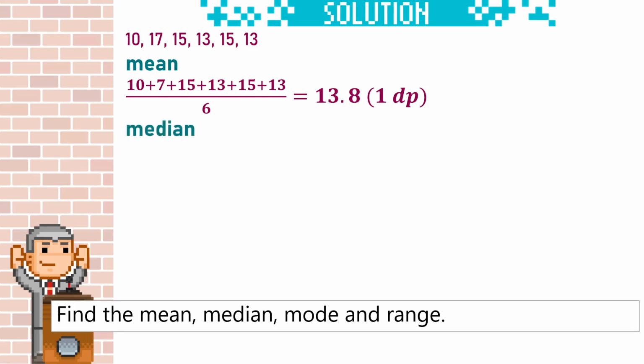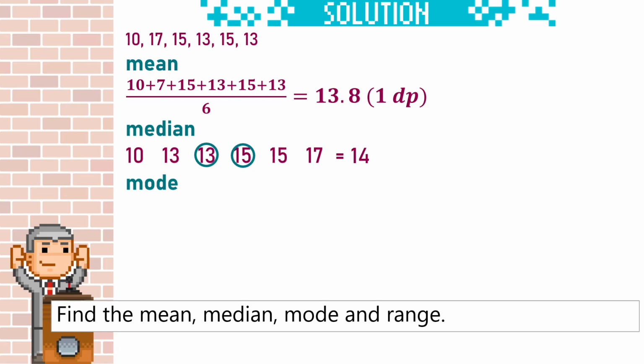Next, to find the median, we put them in order of size. Now, when we cross off 1 from both sides and another 1 from both sides, we're left with 2 in the middle. When we're left with 2, we add them together and divide by 2, or we find the number halfway between them. I know that halfway between 13 and 15 is 14, so our answer is 14. The median is 14.